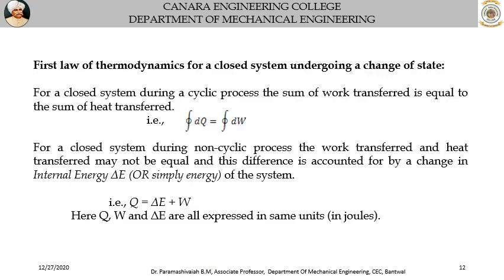Now we will consider the first law of thermodynamics for a closed system undergoing a change of state. As I told you, a system is the space or area of our consideration. A closed system means the system is surrounded by a fixed boundary and it is closed. For a closed system, during a cyclic process, the sum of work transferred is equal to the sum of heat transferred, meaning the cyclic integral of dQ is equal to the cyclic integral of dW.